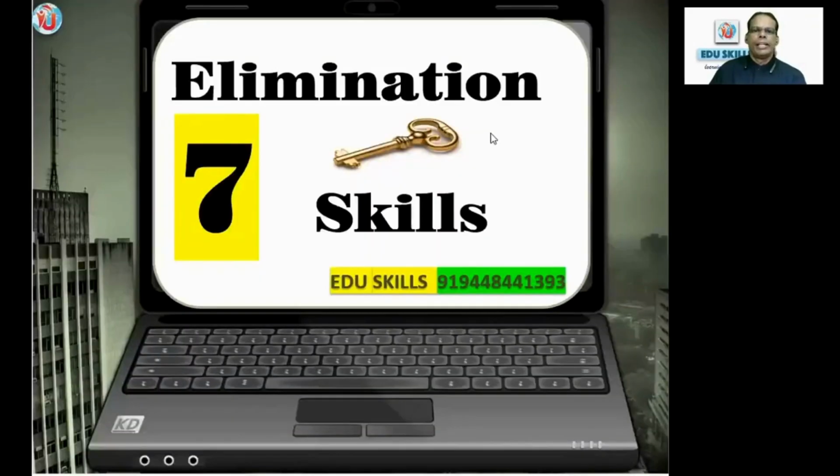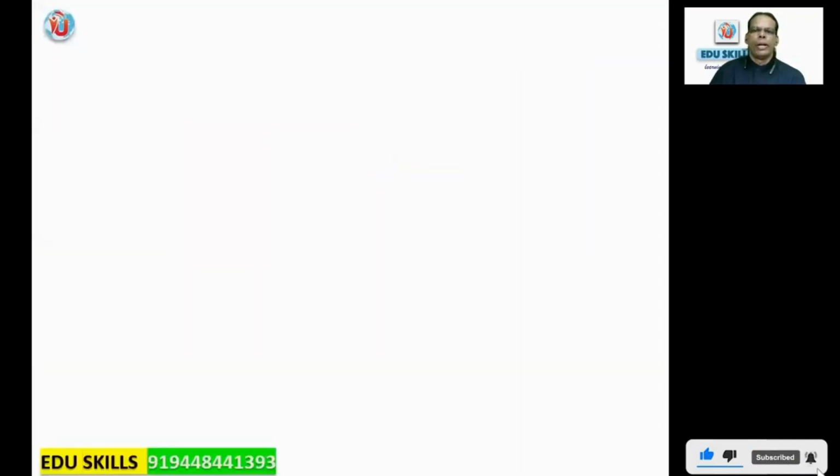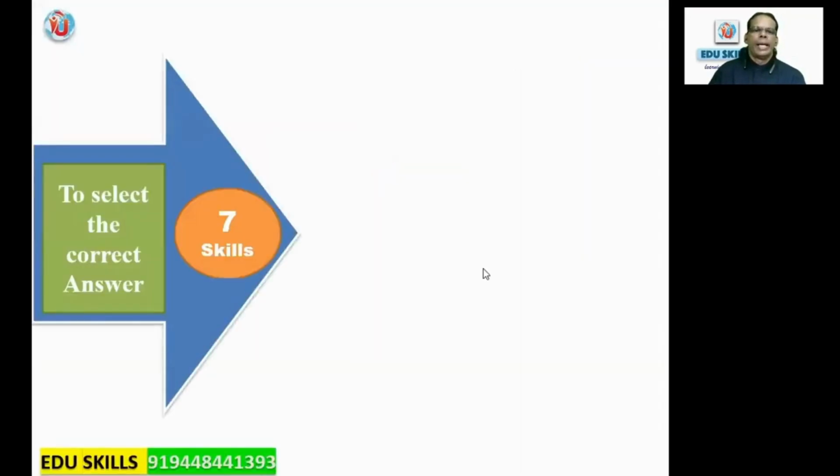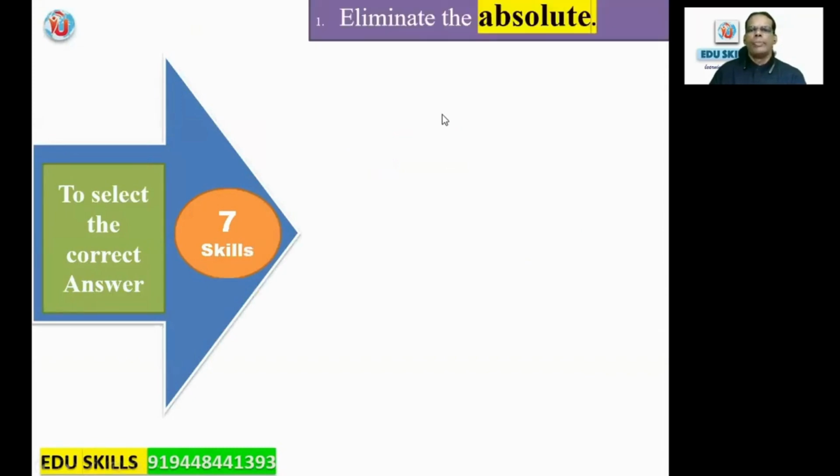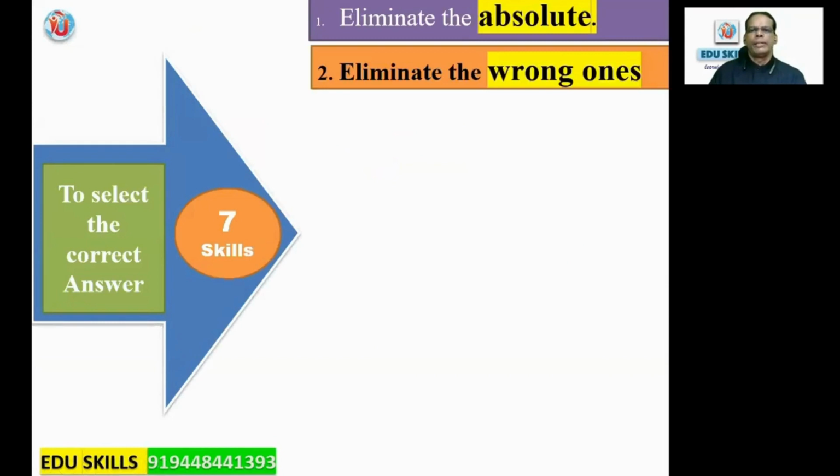So today we'll be dealing with the elimination process and 7 skills required for elimination. Along with that, I'll be giving you 7 tips and also 5 reminders about the whole elimination procedure. To begin with, we have to select the correct answer. You need 7 skills. 1 is to eliminate the absolute, which I'll be explaining later in detail.